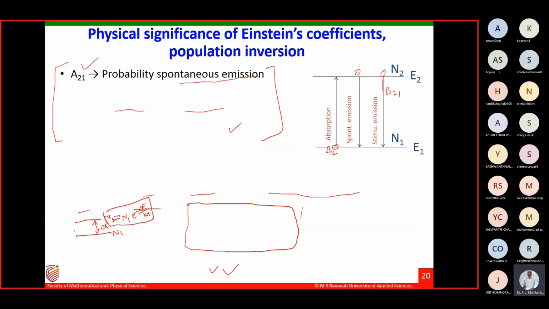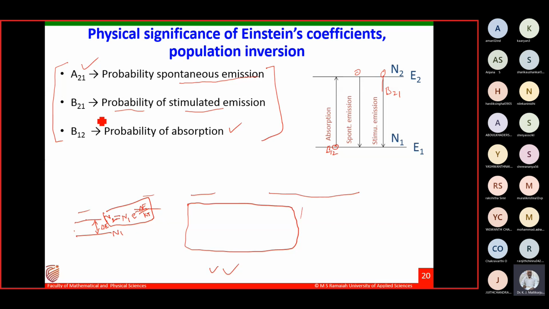Then this is the physical significance. The proportionality A21 is the probability of spontaneous emission, and B21 is called the probability of stimulated emission. B12 is the probability of absorption or induced absorption. These are all Einstein coefficients. This is the physical meaning.